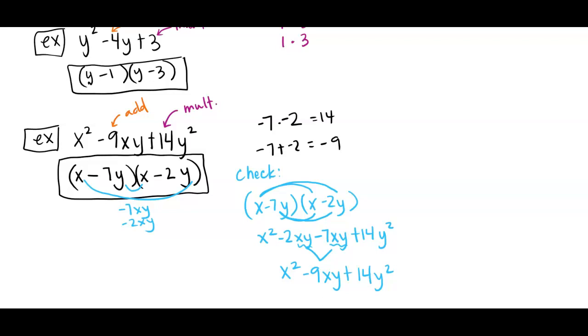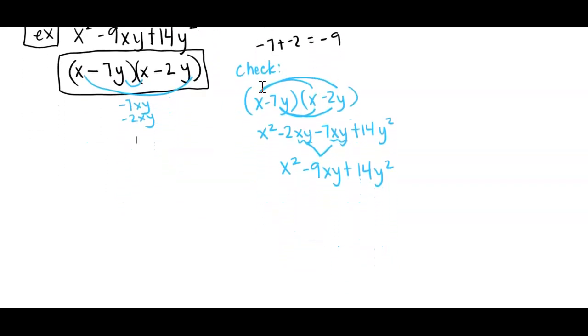Yeah, that makes sense. It just looks more confusing than it was. Yeah. And like I said, sometimes when you do the check, you can see where that's coming from now. It looks really weird when we have two different variables, but you're still focusing on what's the last number, what's the middle number, to help you figure out what the factoring is going to look like. Good question. Thank you so much. I'm so glad you asked that.